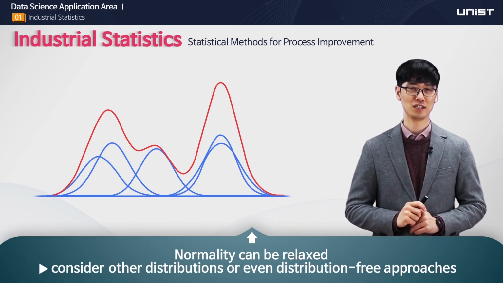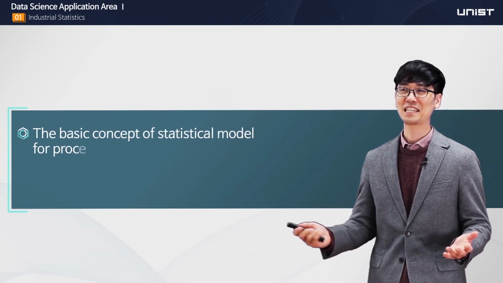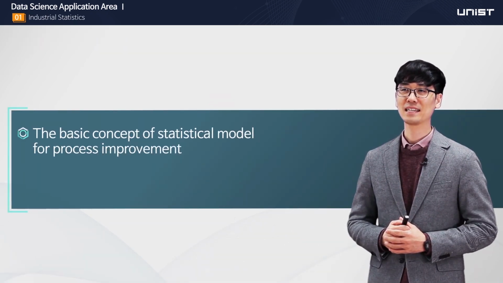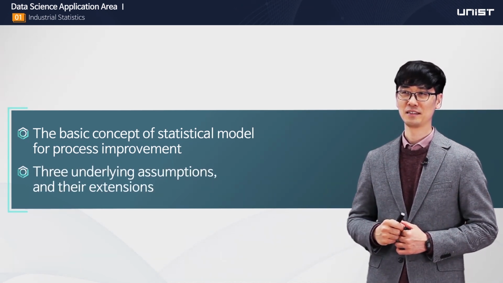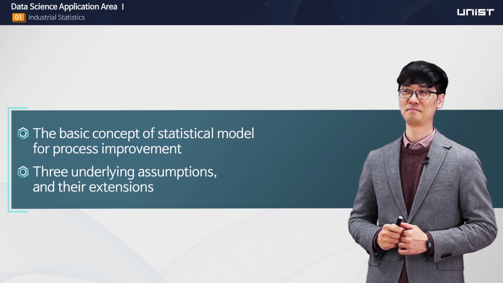Besides the complexity of the data shape, the IID assumption can be relaxed, and we may consider correlation among observations. In terms of model, instead of a normality assumption, we can develop various types of probability distribution, or even distribution-free approaches can be considered. In this time, we discussed the basic concept of statistical model for process improvement, three underlying assumptions, and their extensions. Thank you.